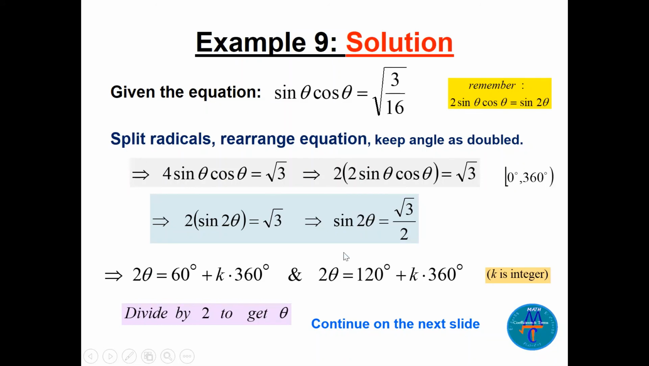This is like x. 2 theta will be 60 plus k times 360, and 2 theta will be 120 plus k times 360, where k is integer. Because sine of this angle, x or 2 theta, is positive, so the sine is in quadrant 1 and quadrant 2. Let's divide by 2 to get theta. We continue on the next slide.